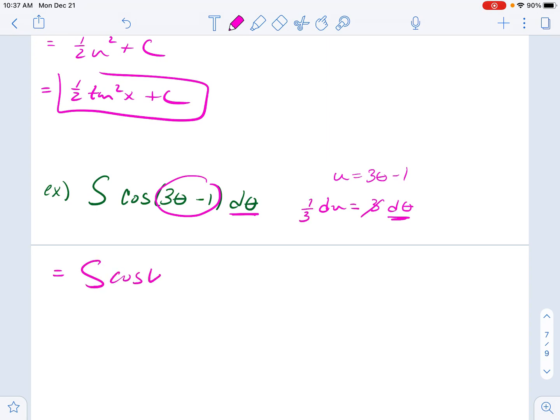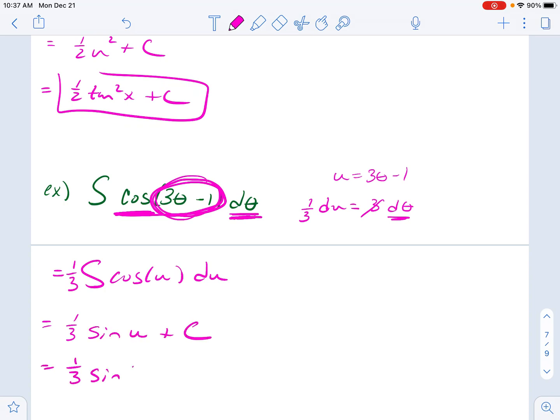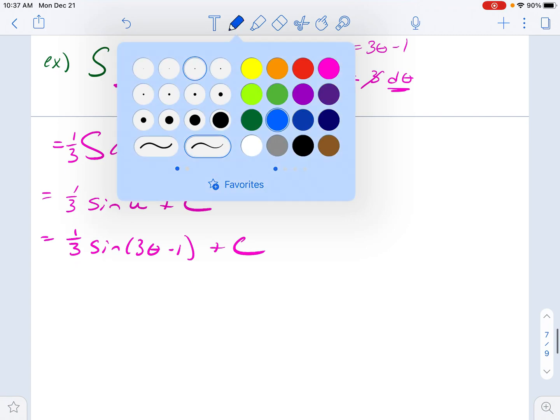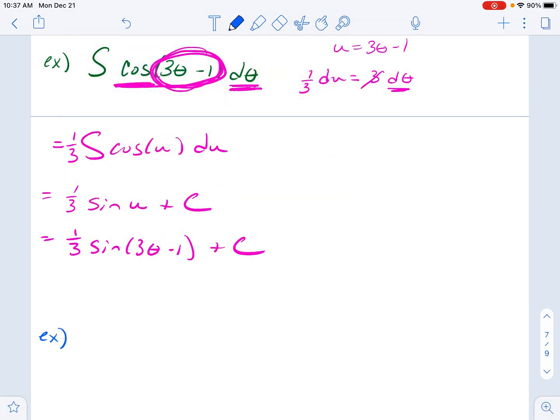This becomes cosine of u. Notice I didn't do anything with that. This whole thing just becomes cosine of u. D theta became a 1/3 du. Keep the 1/3, integrate cosine to get back sine, and replace with the 3 theta minus 1 that we began with. So again, sometimes you'll see linear quantities in there.